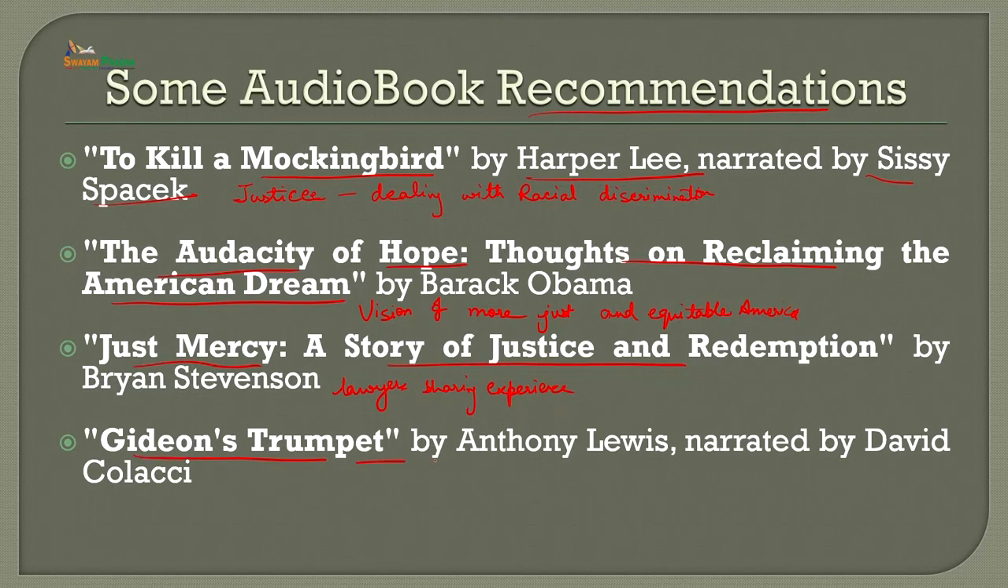Then Gideon's Trumpet by Anthony Lewis. This one is about the story of Gideon, who couldn't afford an attorney, and in that condition he himself fought the case as an attorney, and he defended himself. So this is the story, and audio books are also provided for all these.